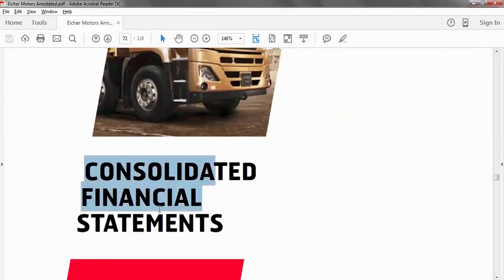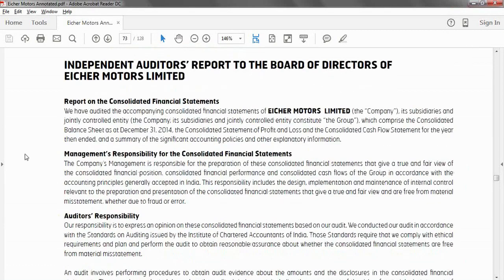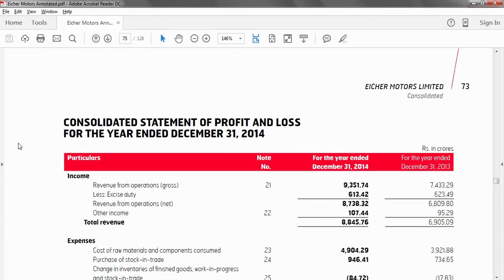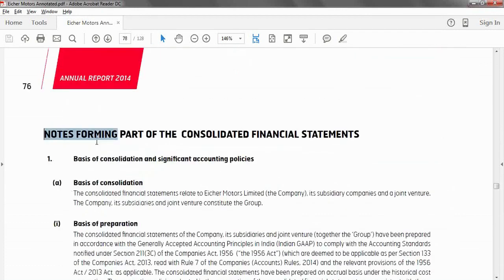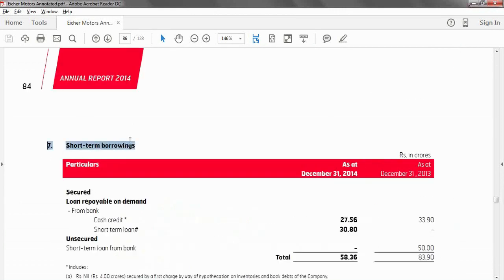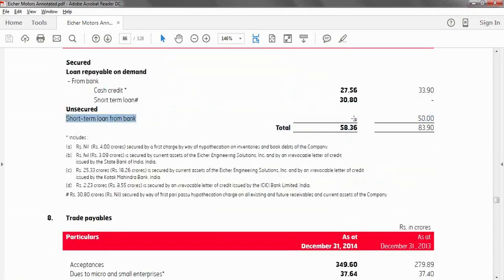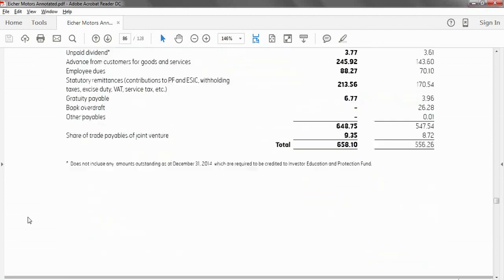Then you move to consolidated financial statements. Almost an exactly similar description is available. First, you have an independent auditor's report, followed by the actual financial statements, followed by the notes to accounts, notes forming the basis of consolidated accounts. Basis of consolidation is given first, and then details are given after that in terms of significant accounting policies, and details on individual line items are given here, right? So how much of the loan is from bank and how much is from other unsecured entities, that's available here. Here in this case, there is no unsecured short-term loan from the bank in the current year, right? And so on and so forth.